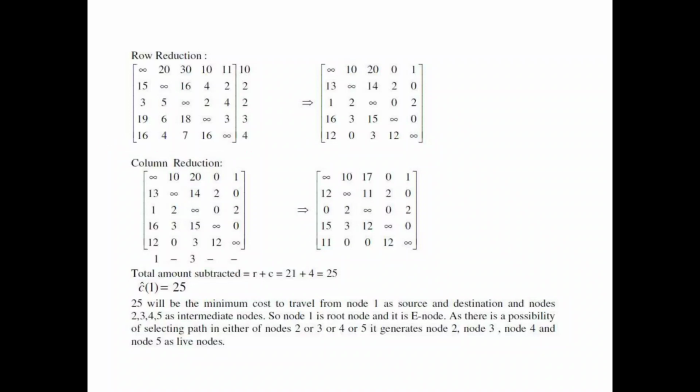Like this we will perform the row reduction, that is, first subtracting 10 in each and every row. That is 20 minus 10, 10. Next, 30 minus 10 is nothing but 20. 10 minus 10 is nothing but 0. 11 minus 10 is nothing but 1.